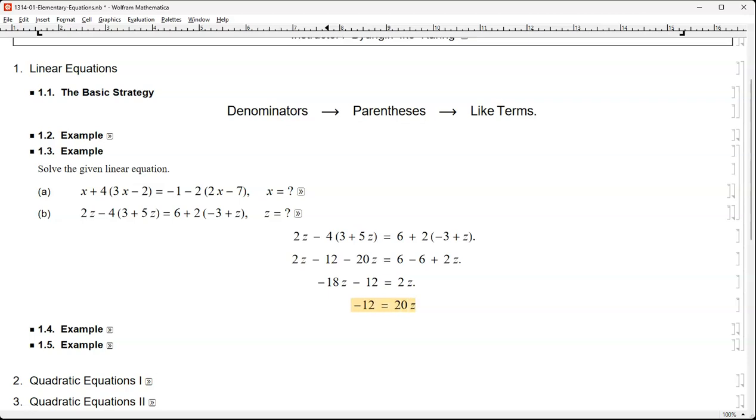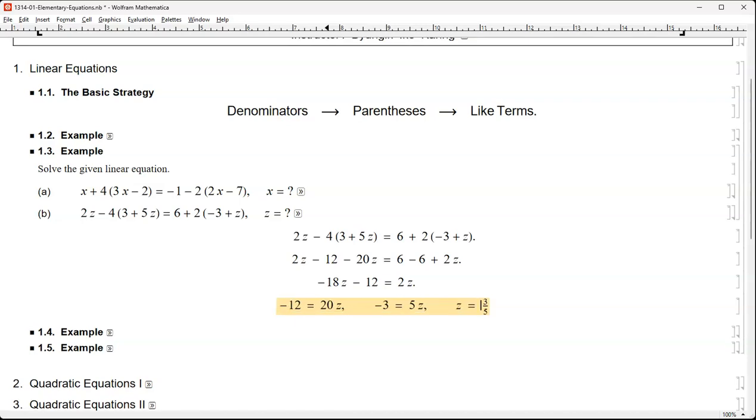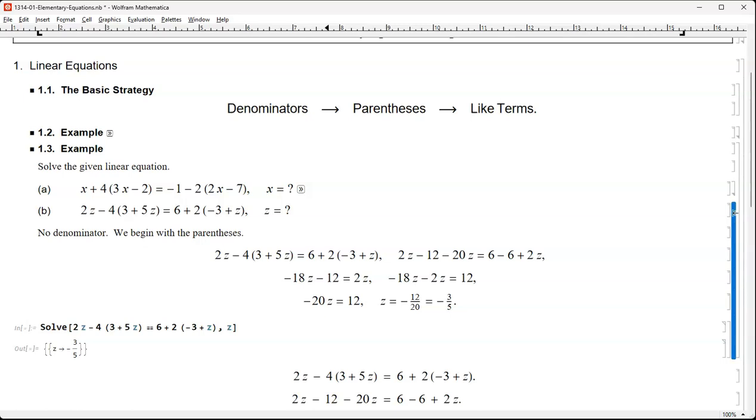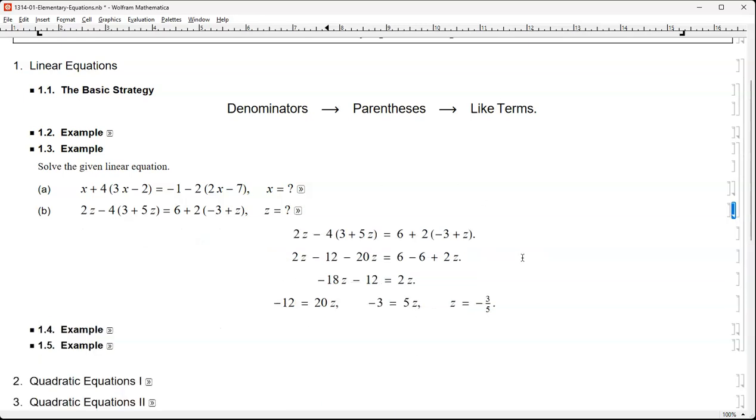Did I do this right? Negative 18 flipped over. So dividing 2 from both, negative 6 is equal to 10z. No, that's not enough. Dividing by 4. So 3 is equal to 5z. Therefore, z is negative 3/5. That's what I got. Is that the answer? Let's check. Negative 3/5 is correct. So this is done right.